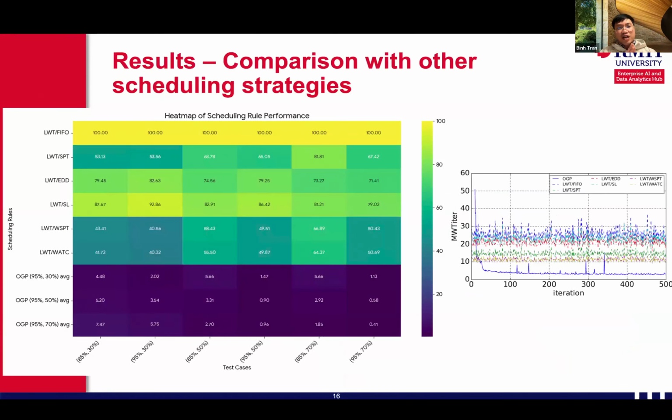So for the results, we compare with the existing rules in the literature, and we find that our online genetic programming performs quite well. If we apply all of them, then in the dynamic scenarios, it starts very bad, but over time it improves and is able to dominate all the existing rules.